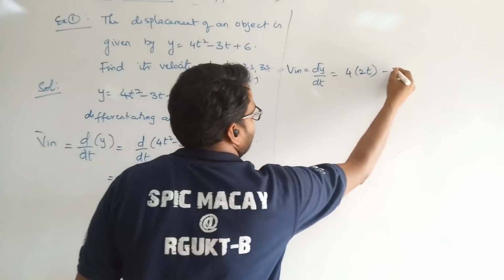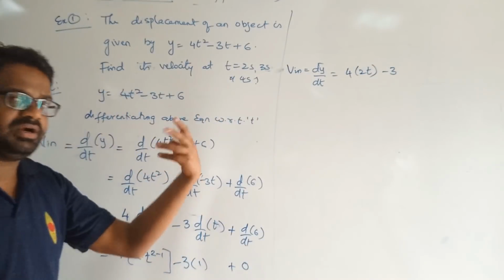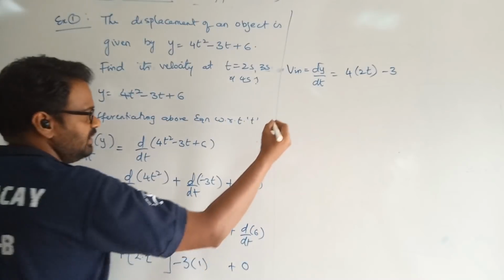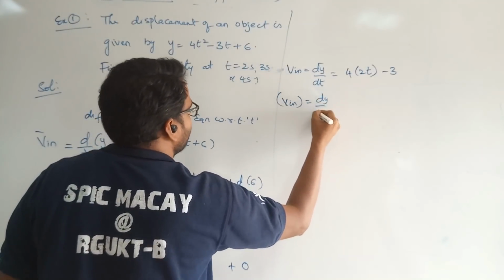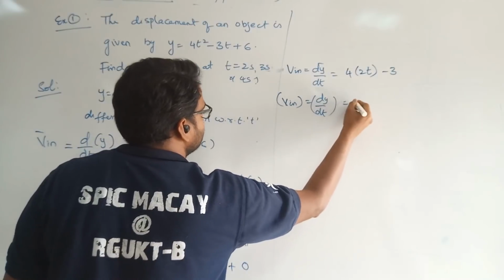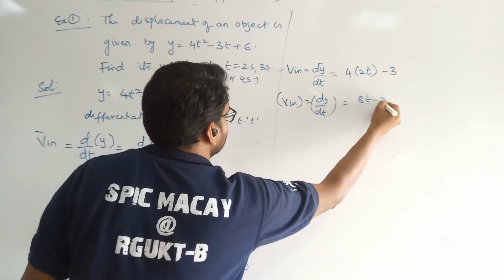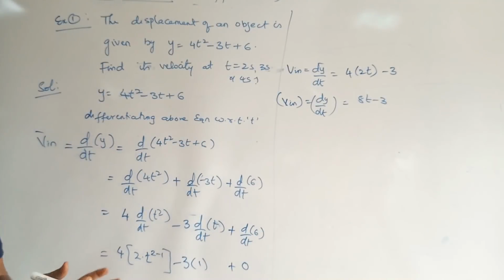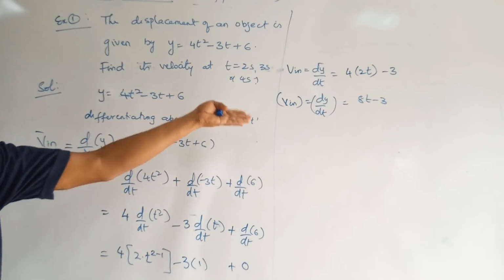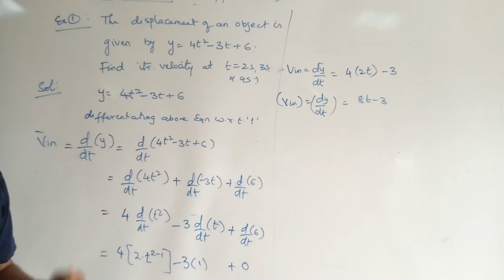Minus 3. Since it is plus 0, let us ignore that. So the instantaneous velocity V is equal to dy by dt, which is equal to 8t minus 3. If you differentiate this equation, you are going to get 8t minus 3. Because this is the first problem, we are doing so many steps. By thorough practice, you must be in a position to do that on your own.